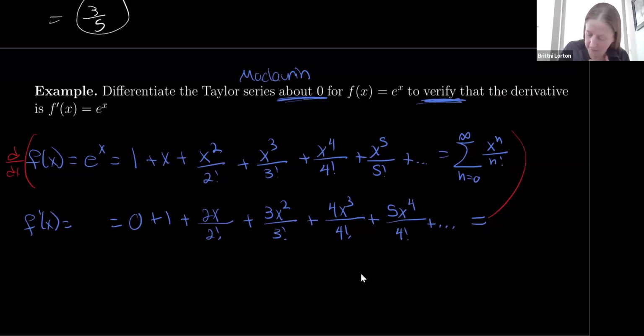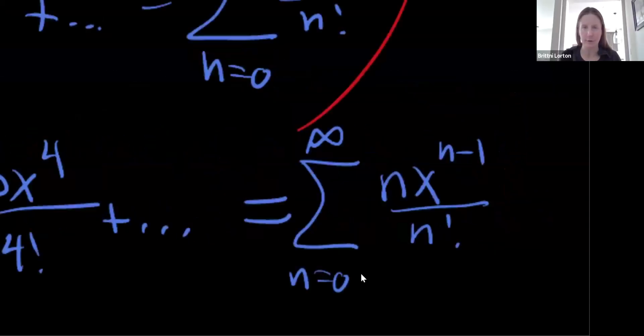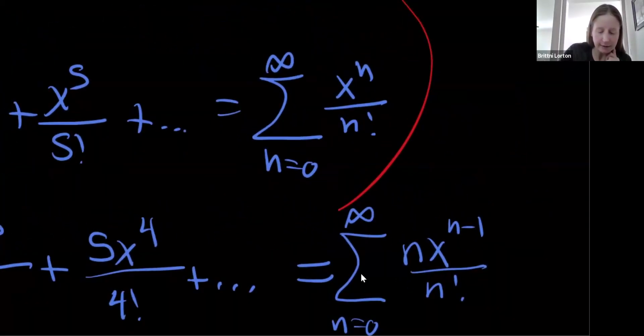All the way on the right side of that equal sign, this is going to become the sum from n equals 0 to infinity of nx to the n minus 1 over n factorial. I'm going to zoom in on the right-hand side for a second because that's going to be really important. All I did is I just brought that power down.